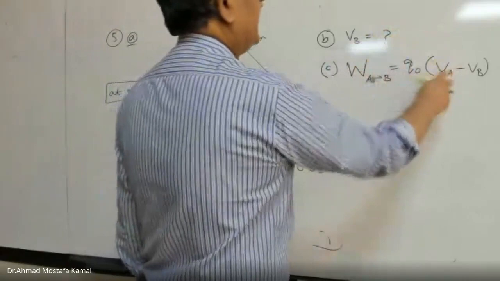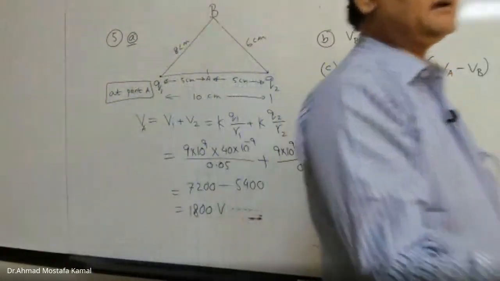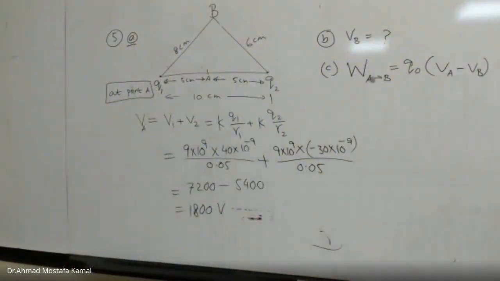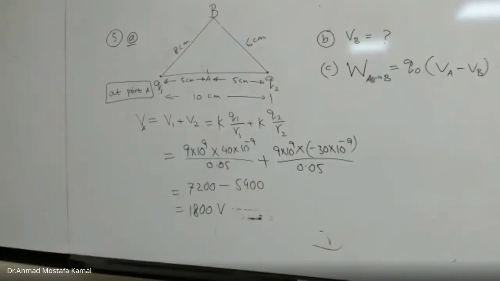VB এখান থেকে পাবে আর Q naught এর ভ্যালু বোধহয় দেয়া আছে, দেখো একটা চার্জের ভ্যালু দেয়া আছে. চার্জের ভ্যালুটা কত? 25 into 10 to the power minus 9 coulomb. Okay. Q naught is 25 into 10 to the power minus 9 coulomb. VA is 1800 and VB তো ওখান থেকে বের করতে হবে, ওই যে একই ক্যালকুলেশন ব্যবহার, that will give you the work done. Okay, so that's all.